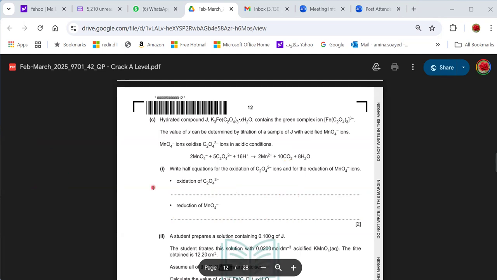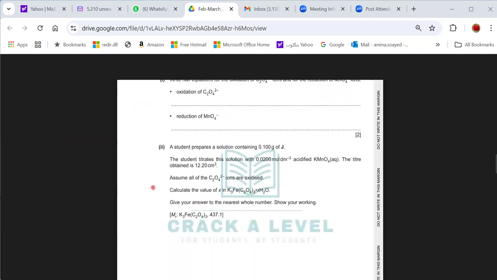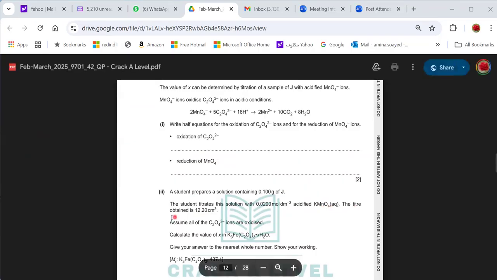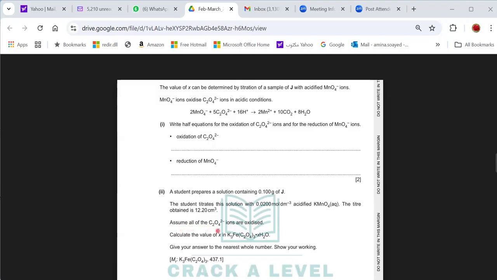Now, the said student prepares a solution containing 0.1 gram of J. The student titrates this solution with 0.02 mole per decimeter cube acidified potassium manganate. The titer obtained is 12.2 centimeter cube. Assume all the ethanedioate ions are oxidized.